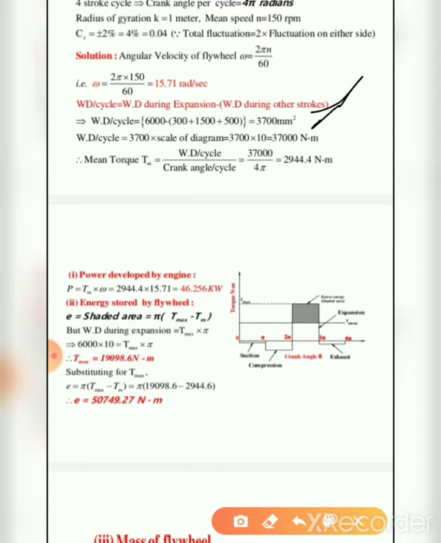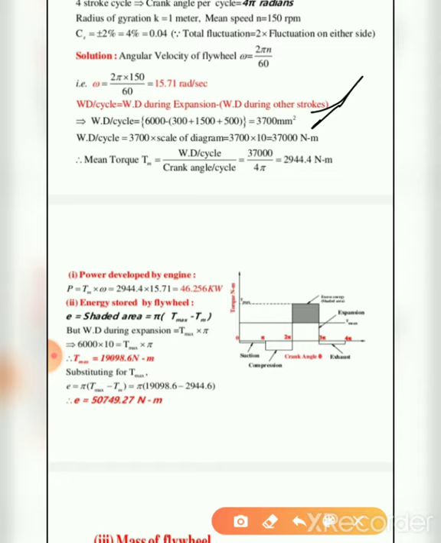Okay, so now the power developed by the engine. As we all know, the simplest equation for finding power is the mean torque into the angular velocity. So it is directly the power developed by the engine. It is 46.256 kilowatt.